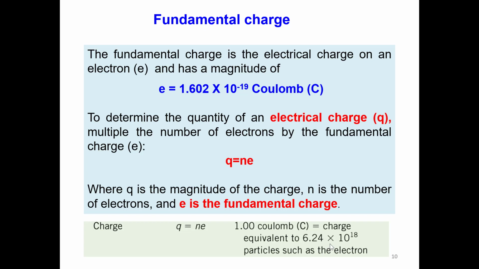Now let's define some quantities that we need to know when we are studying electricity. First is the fundamental charge. The fundamental charge is the electrical charge of one electron, and the magnitude of the charge is 1.602 × 10^-19 coulomb. Coulomb corresponds to the unit of the charge. If we want to calculate the charge of any object or any material, then we need to multiply the number of electrons by the fundamental charge, meaning by this value.